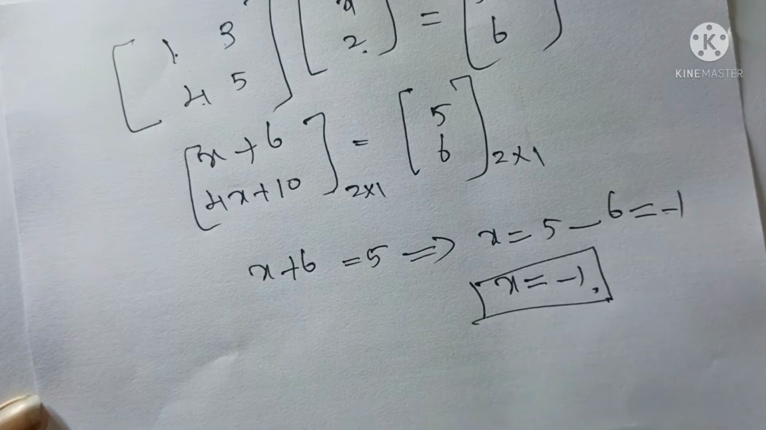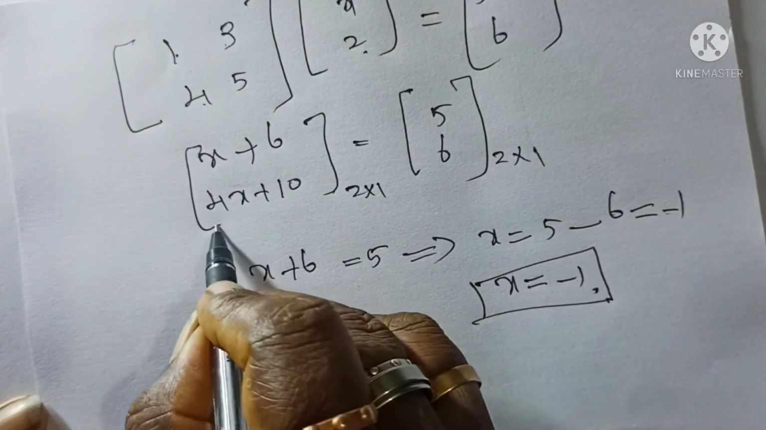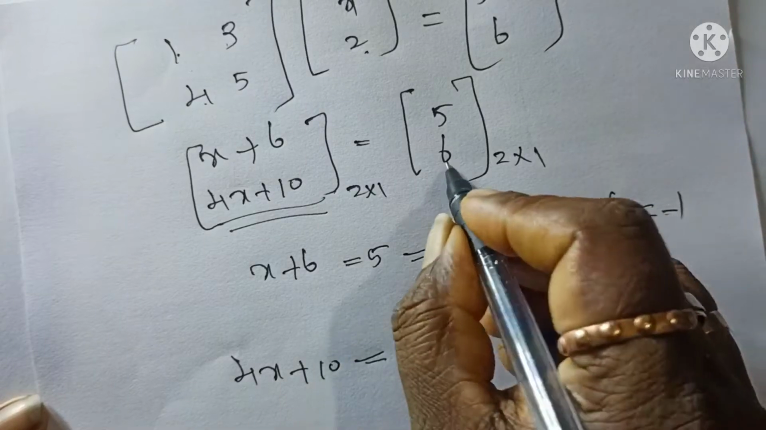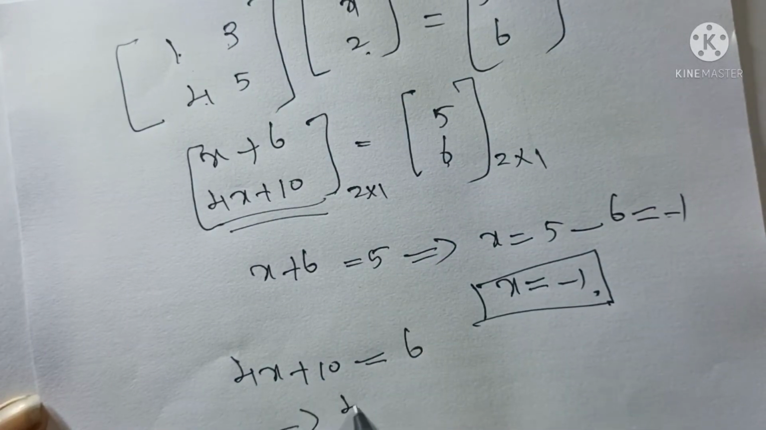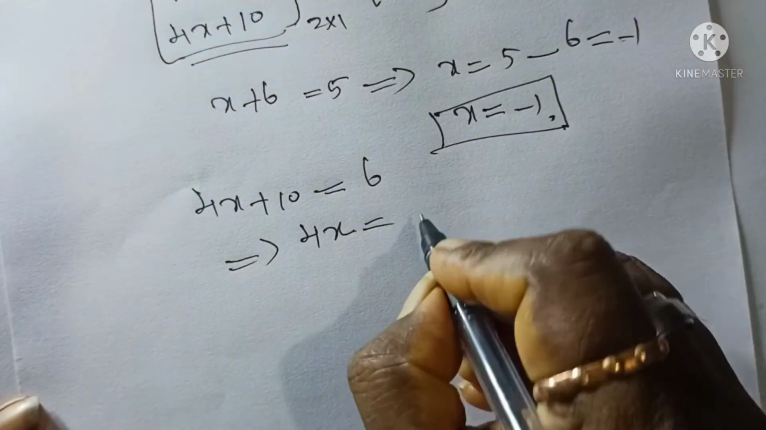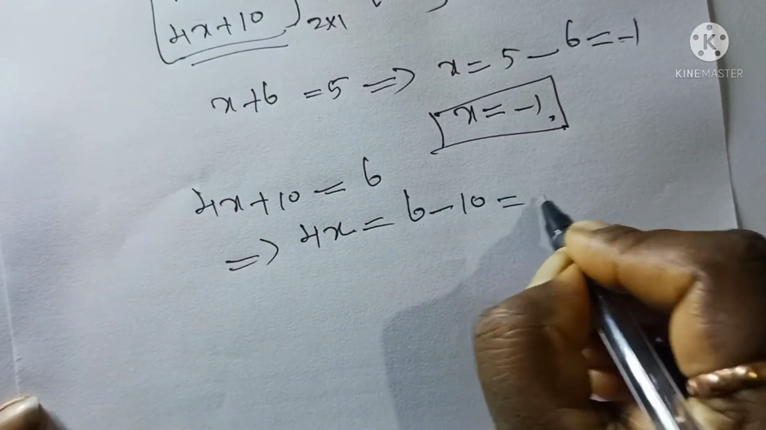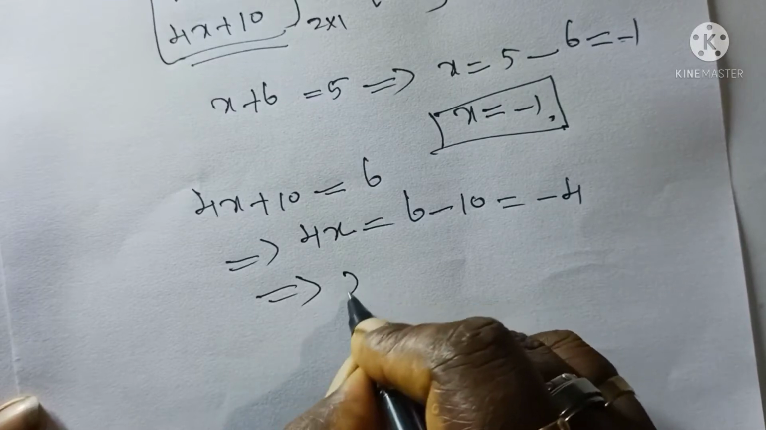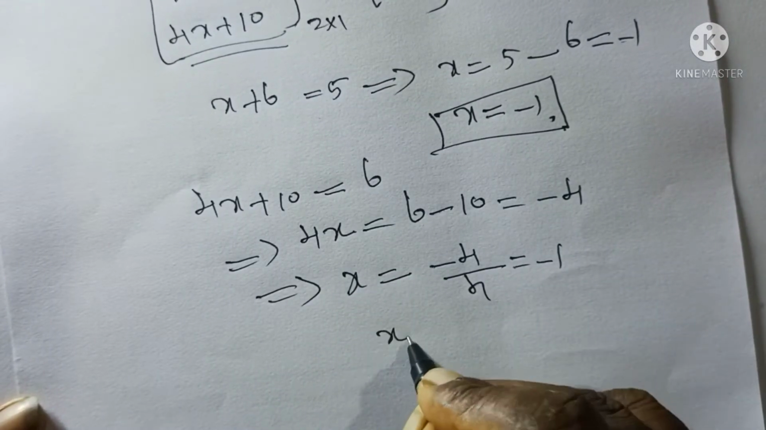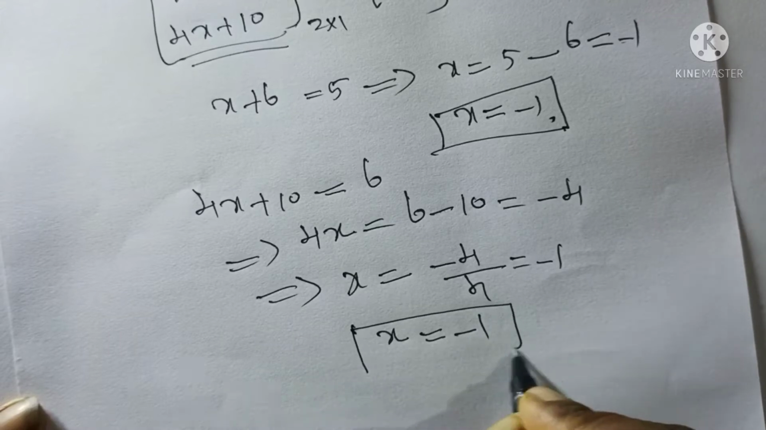You will get the answer, correct. This also we can check. 4x plus 10 is equal to this 6. This implies 4x is equal to 6 minus 10, which is equal to minus 4. This implies x is equal to minus 4 divided by 4, which is equal to minus 1. Again we got x is equal to minus 1.